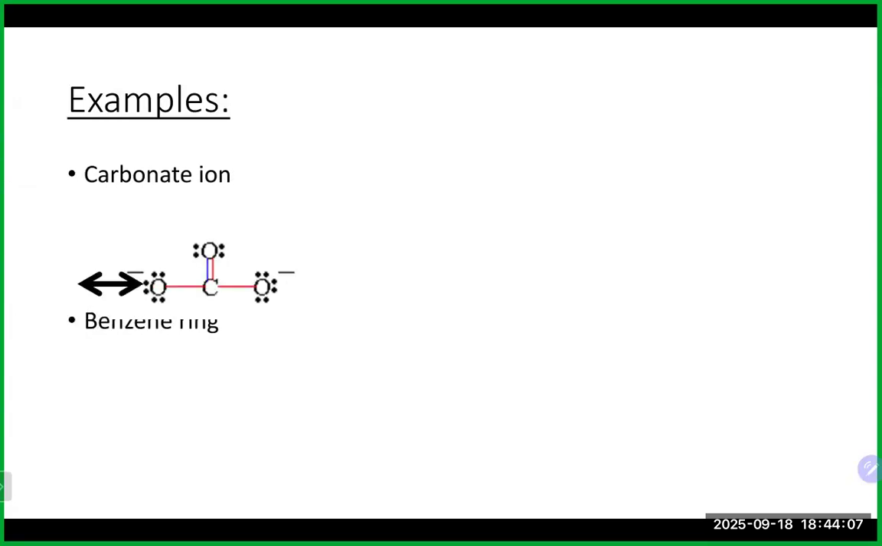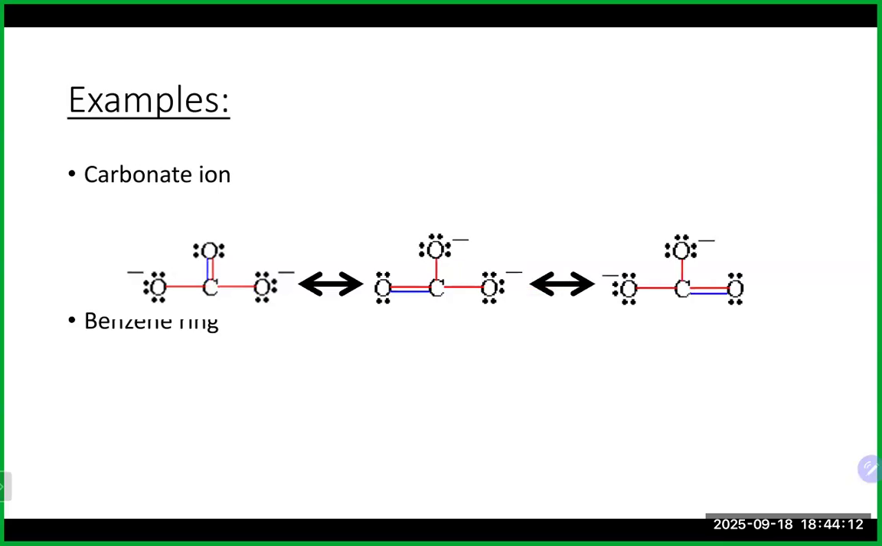With our carbonate, which we did as well, again, we could have 3 resonance structures. And as I mentioned before, essentially those double bond electrons are delocalized, and at any given point in time can be moving between the different oxygen atoms. And again, the true structure may be somewhere between all those.